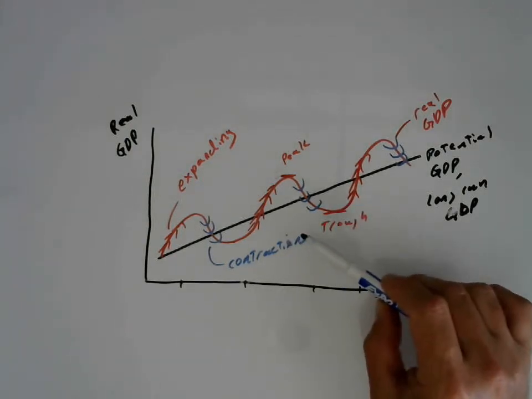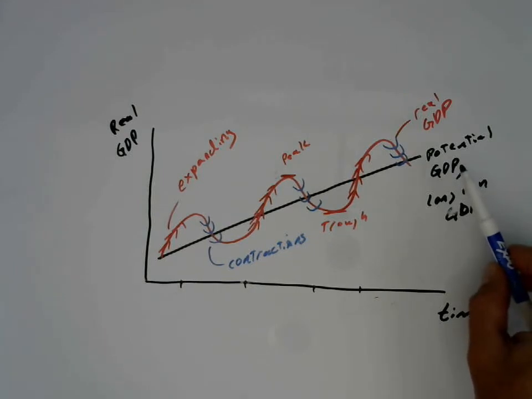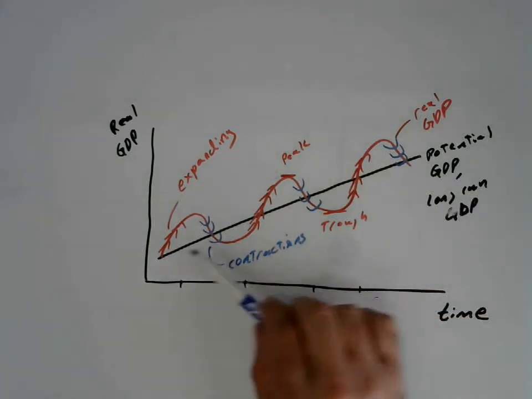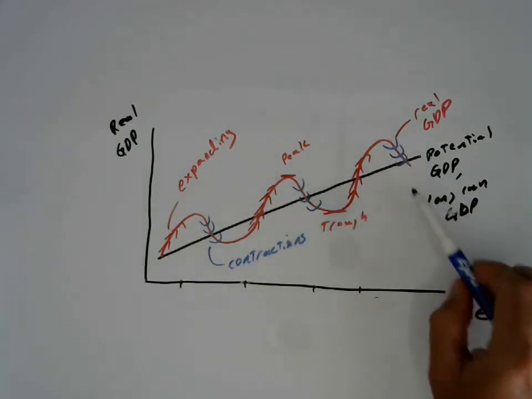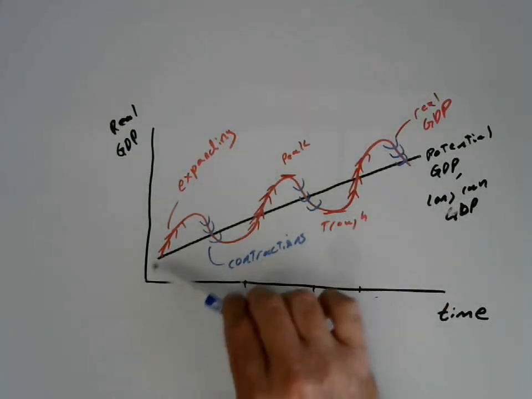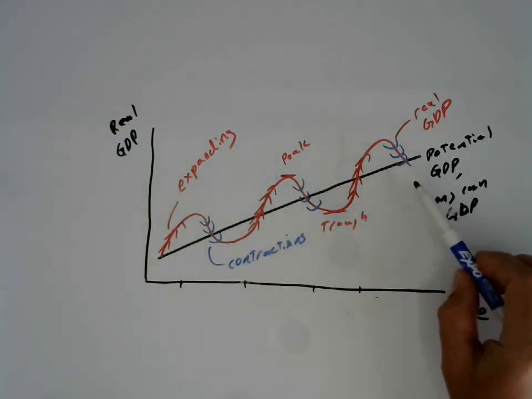What the economy does then in the short run, okay, in the long run, the economy forever expands. But in the short run, the economy expands, it contracts and expands and it contracts, etc. Okay, the economy improves, gets worse, improves, gets worse, improves, gets worse.